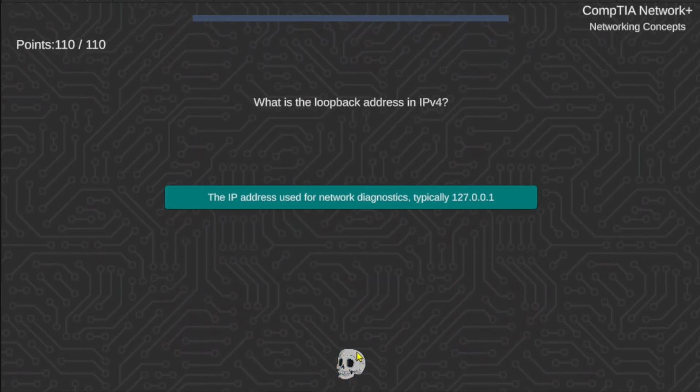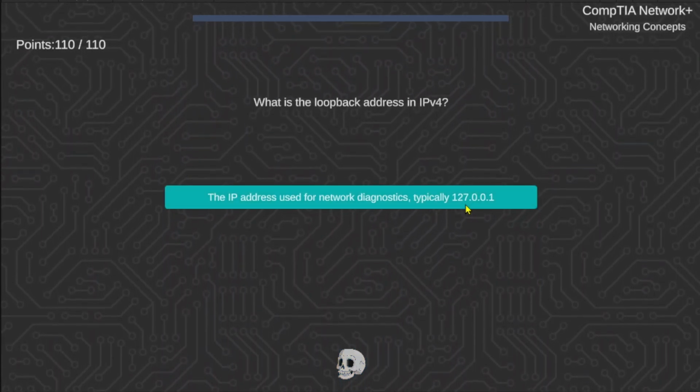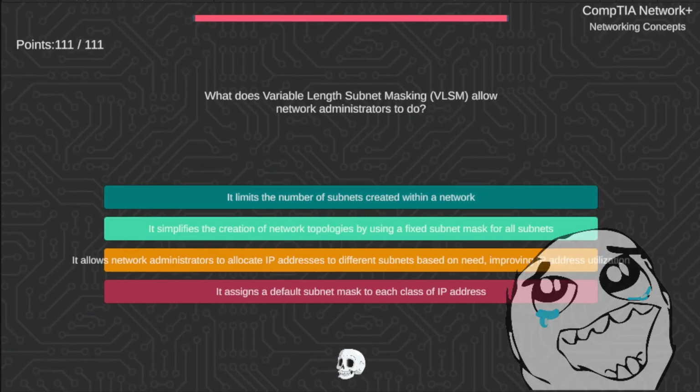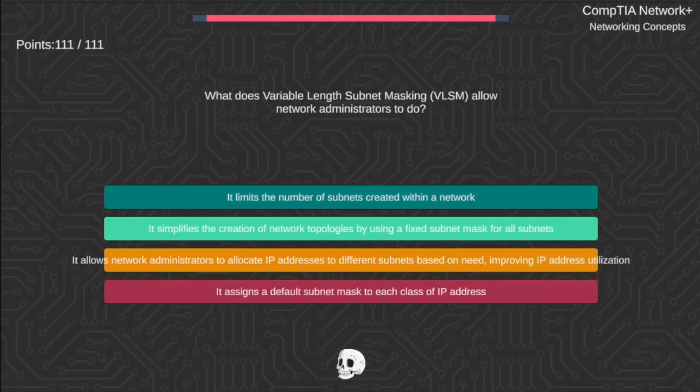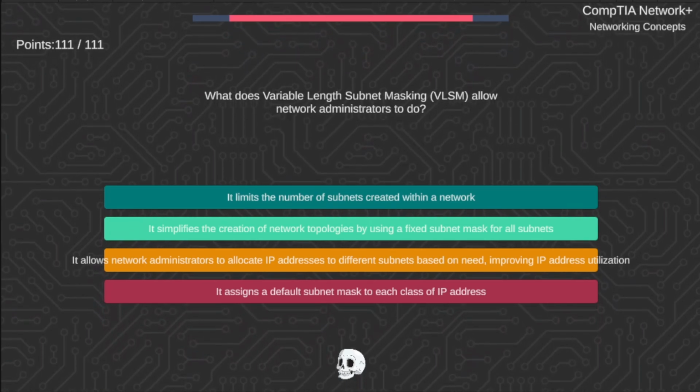Correct answer is the IP address used for network diagnostics, typically 127.0.0.1. What does variable length subnet masking, VLSM, allow network administrators to do?